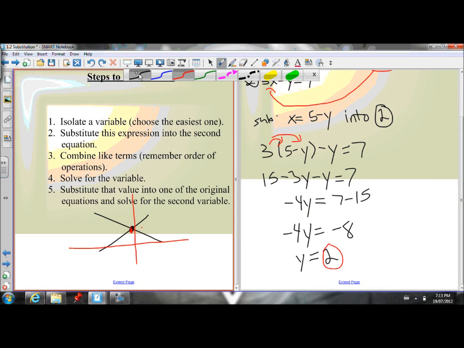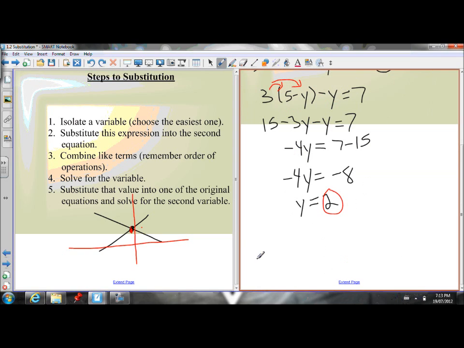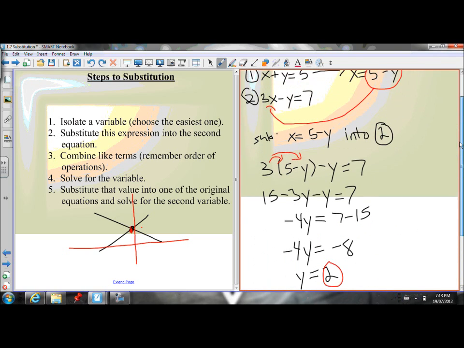So I'll just write down what I'm doing again. So sub y equals 2. I'm going to sub it into equation 1. You could have subbed this one into either 1 or 2, but I'm going to sub it into the first equation, which is x plus y equals 5, I think. X plus y equals 5.